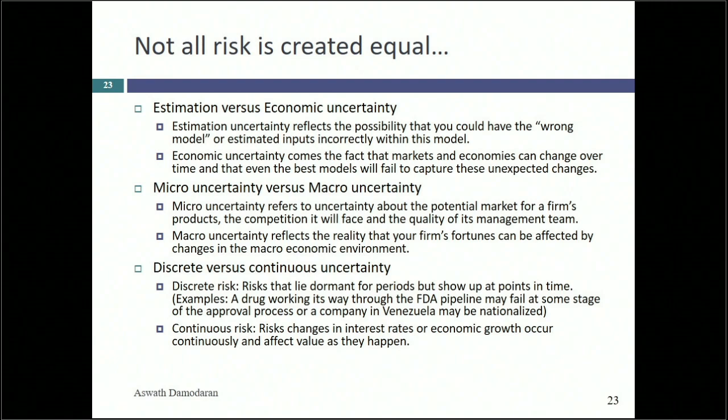Uncertainty can be micro uncertainty or macro uncertainty. What's micro uncertainty? Micro uncertainty is uncertainty specific to the company. So will Elon Musk keep tweeting or not tweeting is micro uncertainty. Will those assembly lines in Shanghai actually turn out 140,000 cars is micro uncertainty.